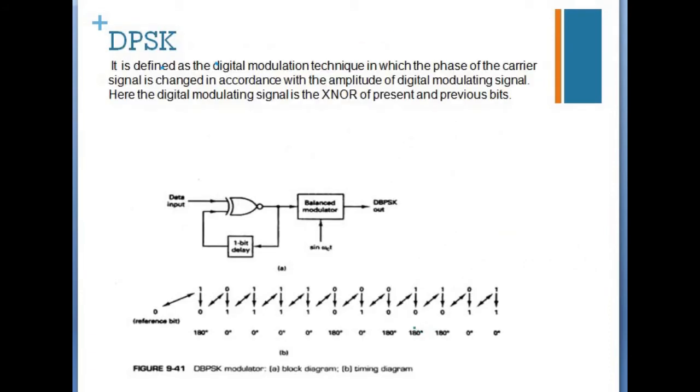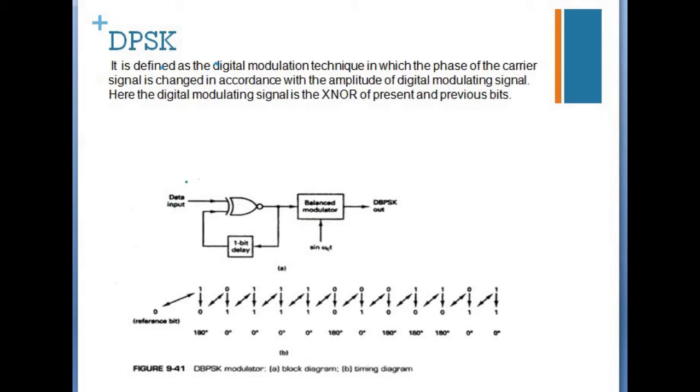So the next one is DPSK, differential phase shift keying. It is a digital modulation technique in which the phase of the carrier signal is changed in accordance with the amplitude of the digital modulating signal. Here the digital modulating signal is the XNOR of the present and previous bits. In DPSK, instead of directly applying the digital value to the balance modulator, we apply the difference between two successive signalings.